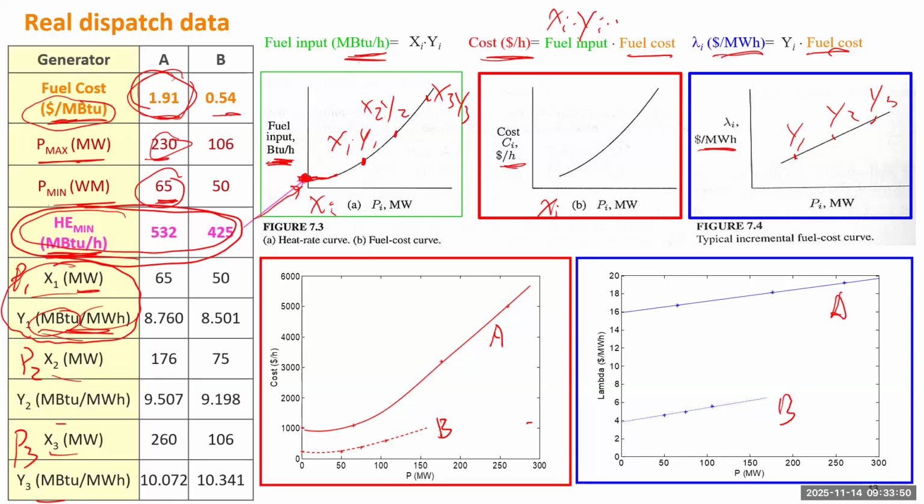What other information have we not utilized from the slides? So we haven't utilized the minimal and the maximal output, right? So we need to highlight the region where we can operate the power plants. So each curve is bounded by a P minimal and a P maximal. Similarly, for both units, they need to be operated within a certain region. Beyond those limits, it will not be safe for the power plant.